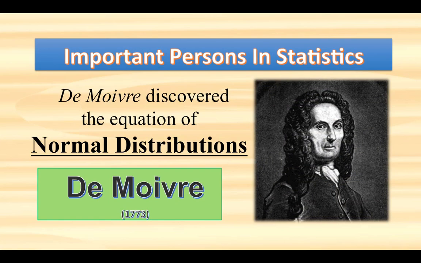Next is si Moore. Si Moore ay nabuhay noong 1773. Siya yung nakadiscover ng equation ng normal distribution. Yung normal distribution, hindi natin pag-aaralan sa subject na to. Maaaring ma-encounter mo to sa ibang mga lesson mo pagdating ng araw, pero ang normal distribution ay isang mahalagang bagay sa statistics, lalo na sa tinatawag nating hypothesis testing. Okay?